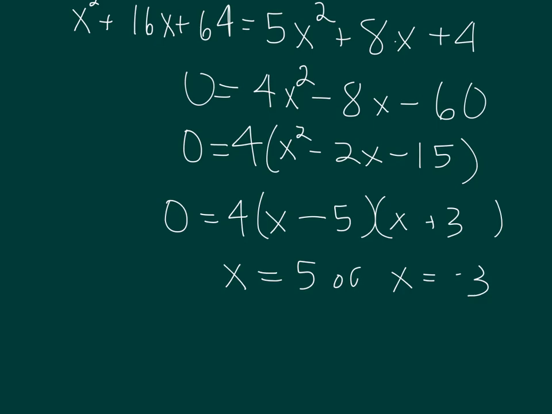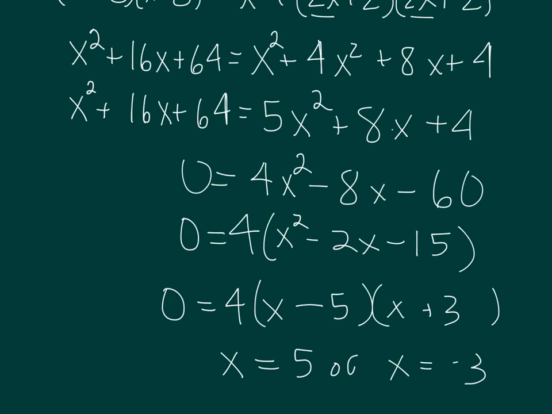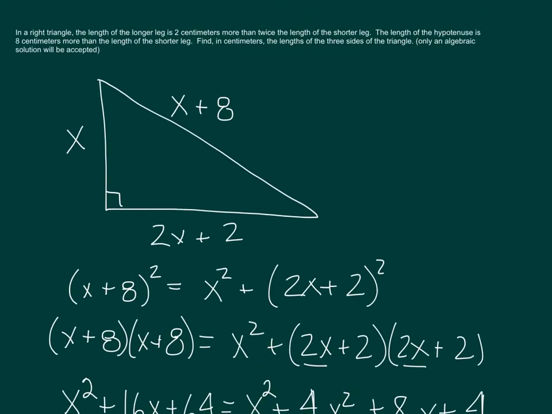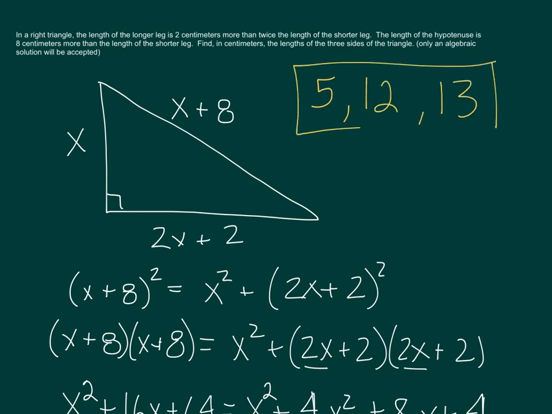If we look at what we have, let's go back up to the top. x cannot be negative 3. So let's just go with x is equal to 5. So if x is equal to 5, then we know one side has length 5. The other side has length, well, 2 times 5 is 10, plus 2 is 12, and the hypotenuse then has length 13. So that's kind of a lot of work. Let's look at the next one.